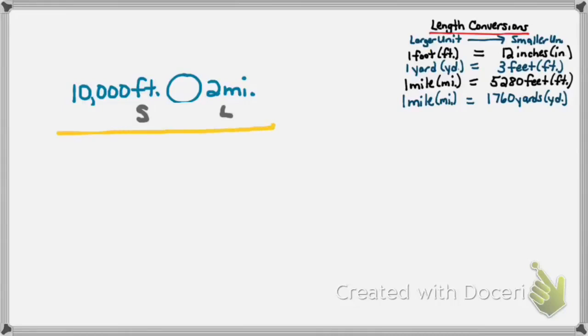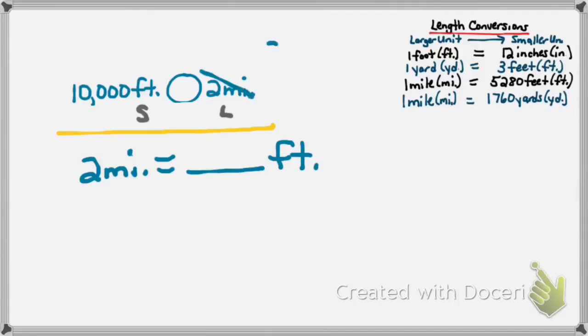I'm going to take my larger unit, which is my 2 miles, and I'll count that as the unit I know, so I'll put it first, and I'm going to see how many feet the 2 miles equals, and that will be my unknown. So I can cross out my 2 miles because I will be changing that to feet. I'll write the new answer with the feet on top.